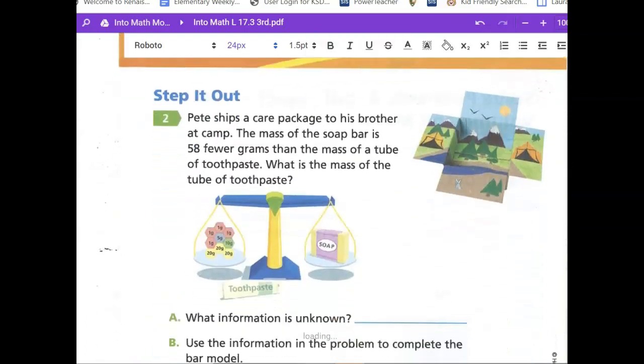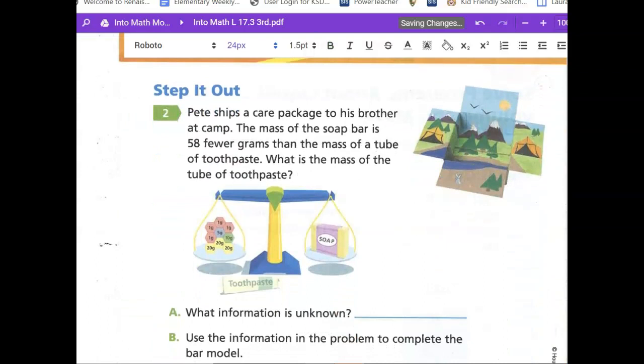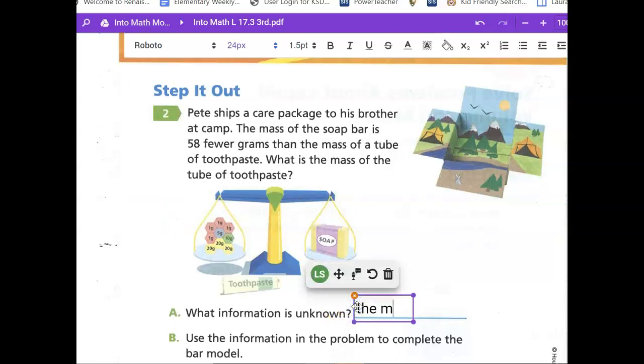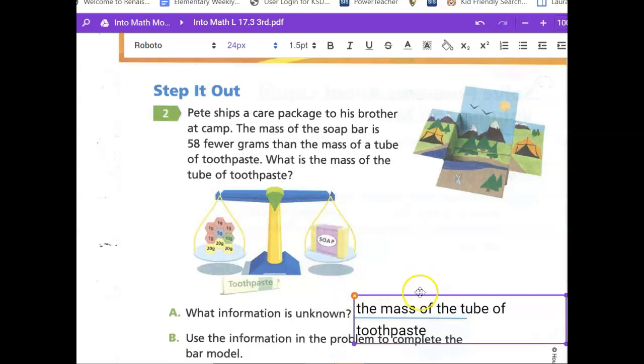Okay, turn your paper over, go to the step it out. Pete ships a care package to his brother at camp. The mass of the soap bar is 58 fewer grams than the mass of the tube of toothpaste. What is the mass of the tube of toothpaste? What information is unknown? What don't we know? The mass of the tube of toothpaste. Okay, that's what we don't know.